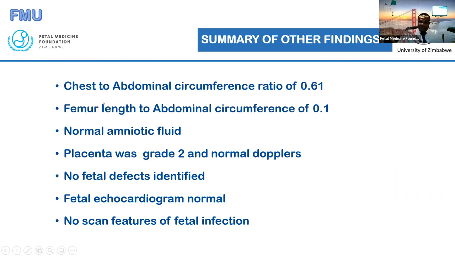The chest to abdominal circumference, we have to calculate it, right? Because it's been shown to be a prognostic marker in terms of the lethality of the condition. So the chest to abdominal circumference for this one was 0.61, which was quite low. And if we measure the femur length to the abdominal circumference, again, 0.1, which was quite small.